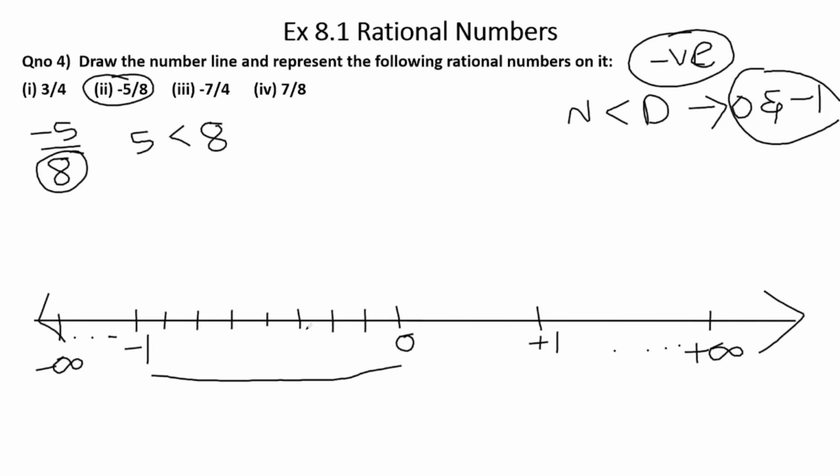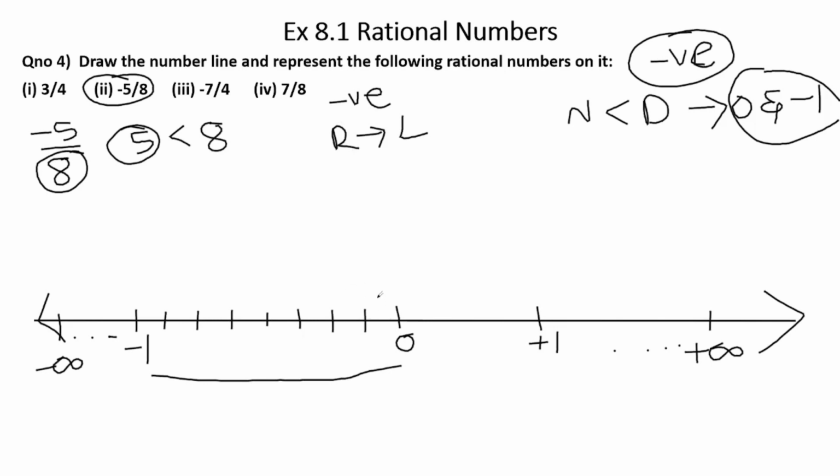Now what is the value of the numerator? The value of the numerator is 5. Start counting from right to left. In case of a negative rational number, start counting from right to left. In case of positive rational numbers, we count from left to right, but in case of negative rational numbers, count from right to left.